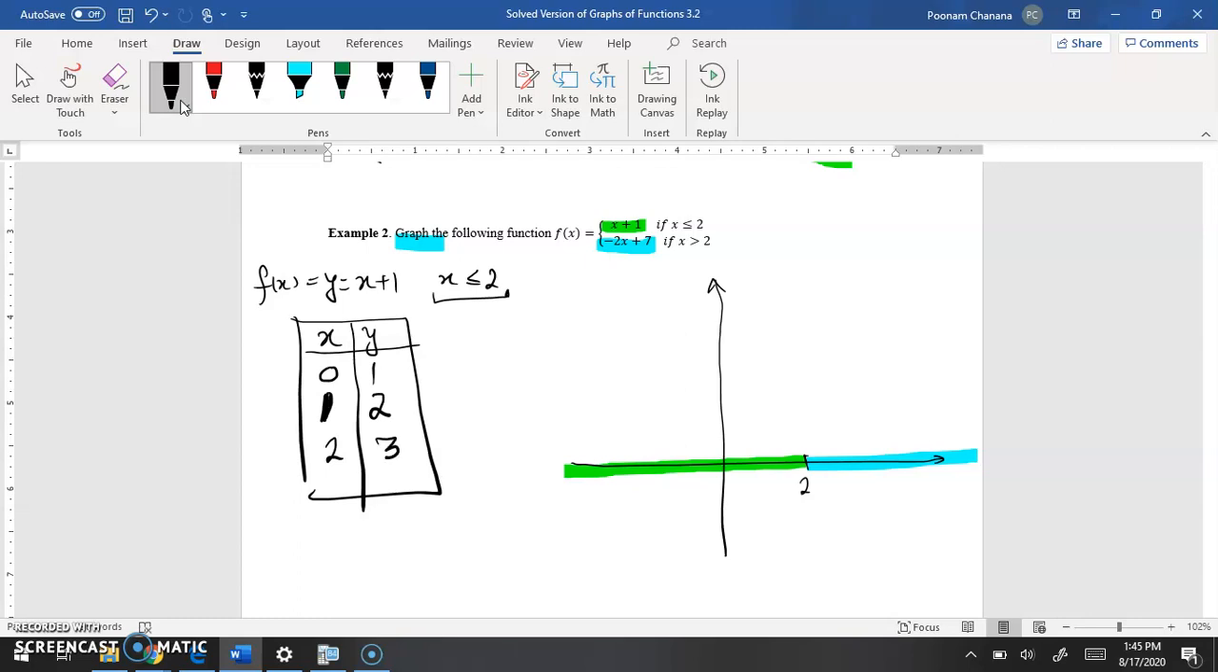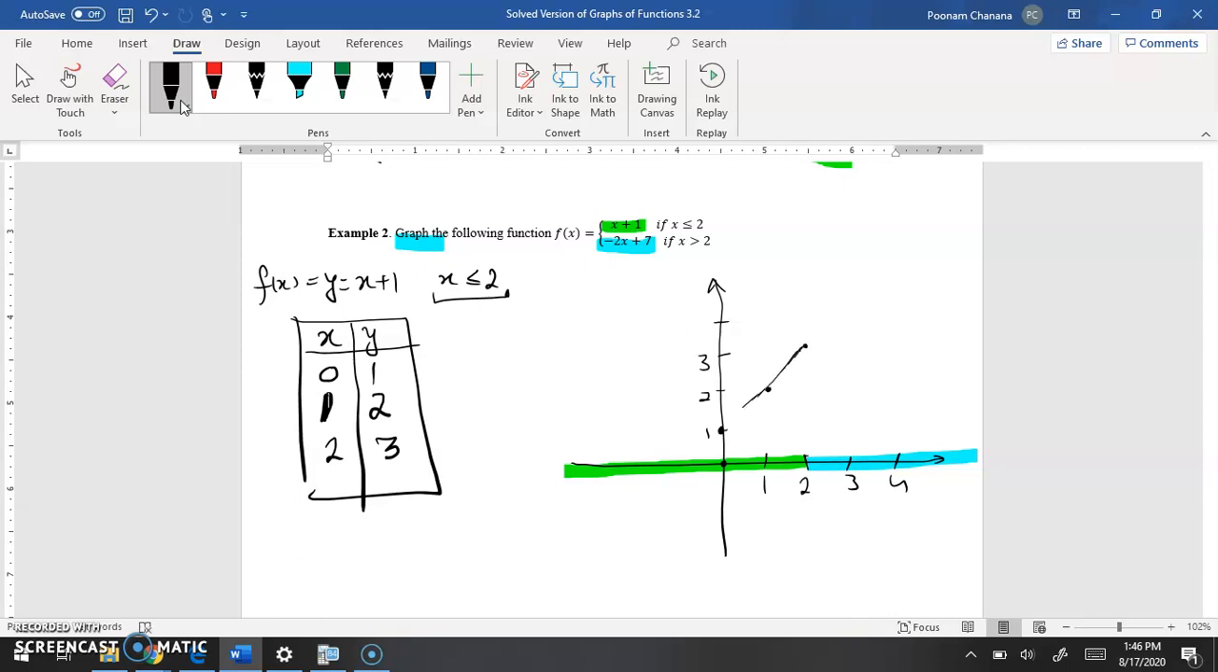We cannot take x value to be 3. Why? Because x has to be less than or equal to 2. Let's plot these points. At 0, we have 1. At 1, we have 2. At 2, we have y value to be 3. That's it. So our graph of this segment of the function is this straight line.